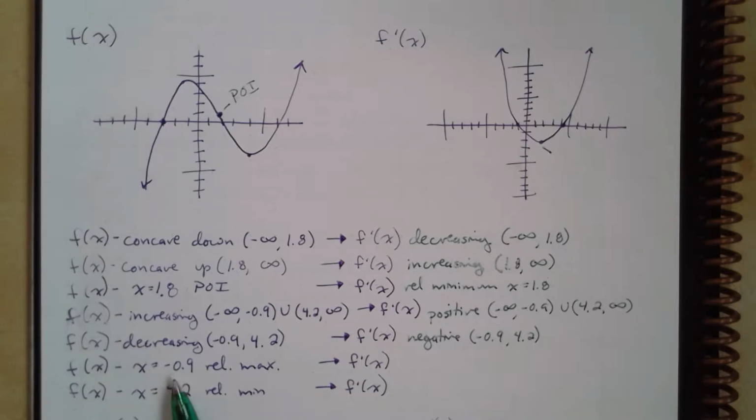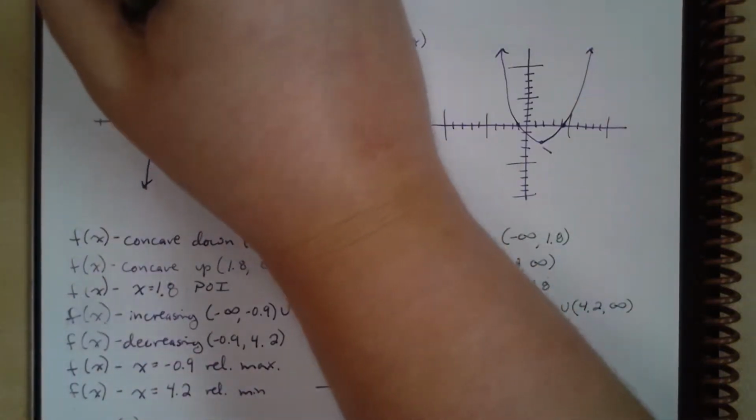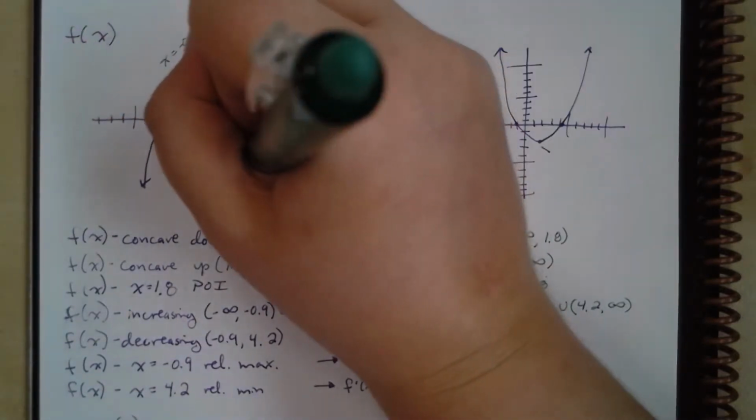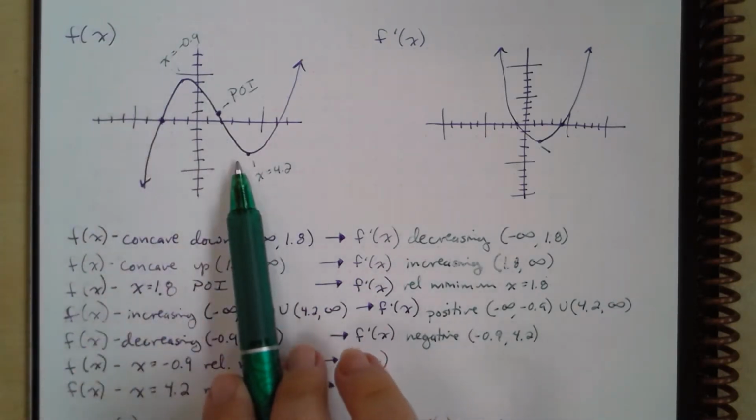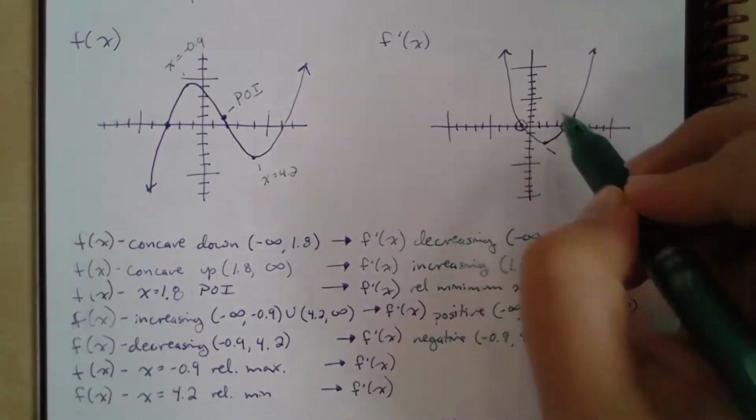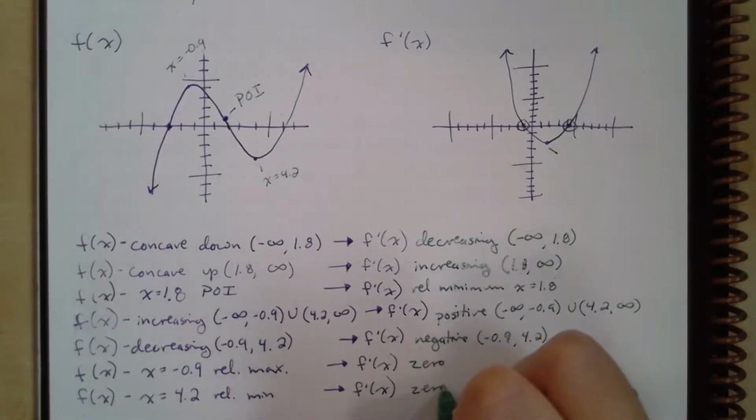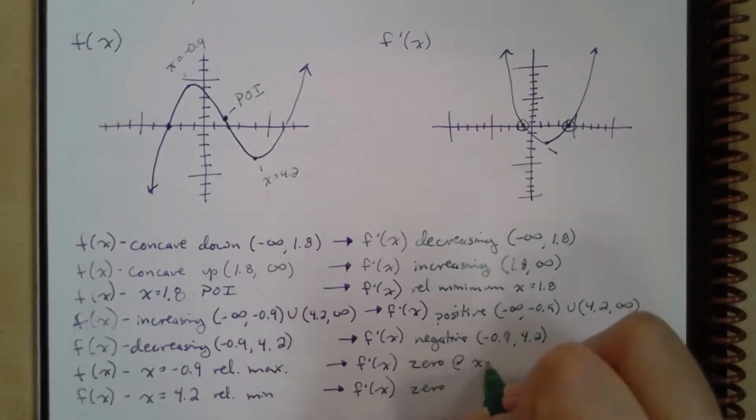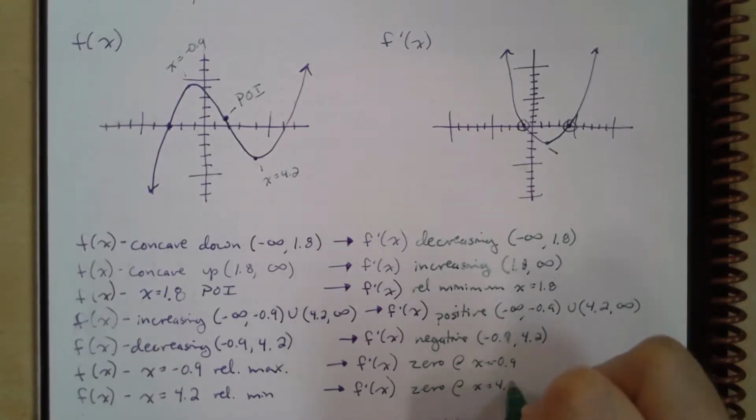Well, at negative 0.9 we have a relative maximum. I'm just going to do these last two together. And at 4.2 we have a relative minimum. So here's that x equals negative 0.9, and here's that x equals 4.2, right? We have a relative maximum, a relative minimum. Well, what's happening at those points here? Those are actually our zeros. It's a solution to the graph: 0 at x equals negative 0.9 and x equals 4.2.